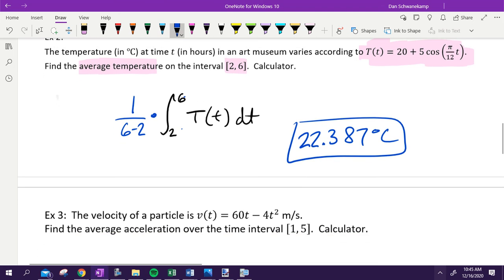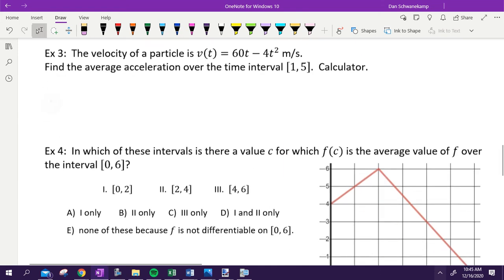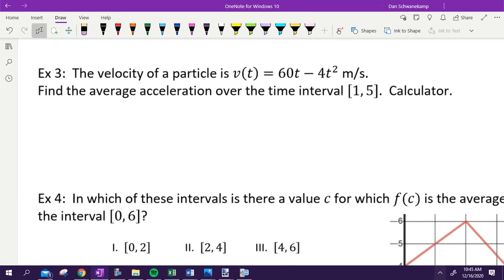Everybody good so far? Flip it over. Example 3, find the velocity of the particle. Okay, we're finding this velocity over the particle. Find the average acceleration over the time interval from 1 to 5. They gave me velocity, and they're asking for average acceleration.